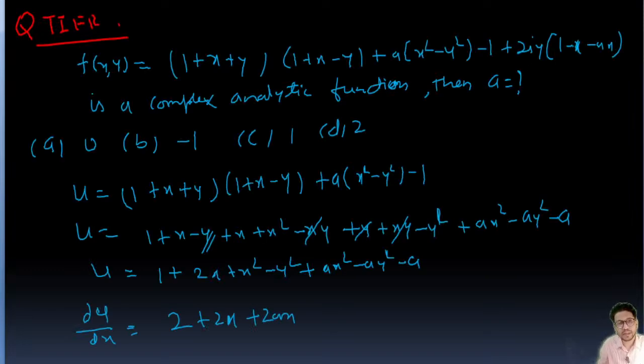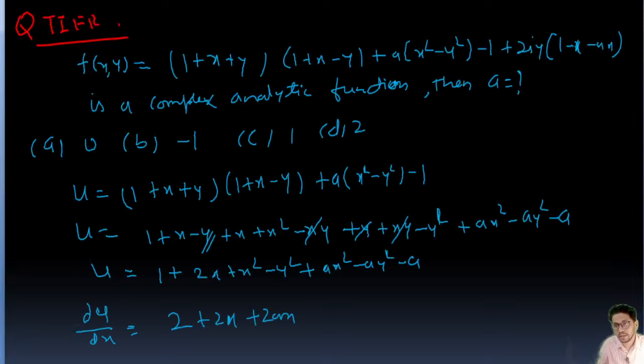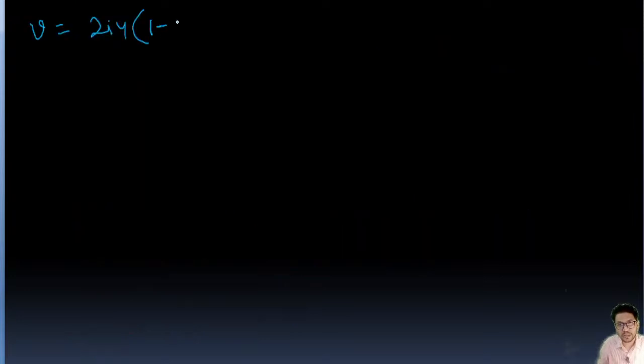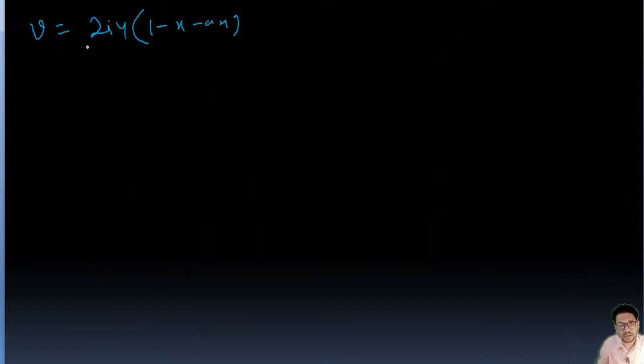Now v is also given, v is 2y, that is 2iy, and then 1 minus x minus ax. So we find dv over dy, which is going to be 2 minus 2x minus 2ax. This is the value.